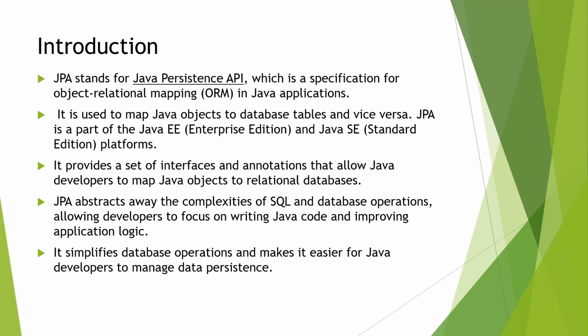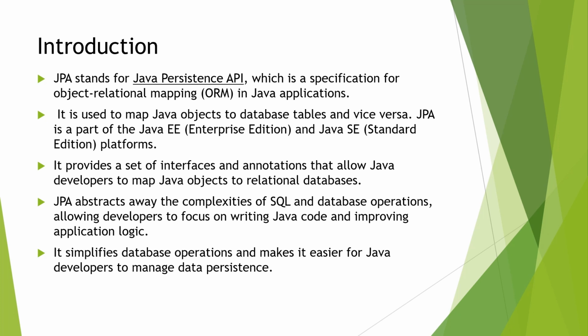Introduction to Java API. JPA stands for Java Persistence API, which is a specification for object relational mapping in Java applications. It is used to map Java objects to database tables and vice versa. JPA is a part of the Java EE (Enterprise Edition) and Java SE (Standard Edition) platforms.